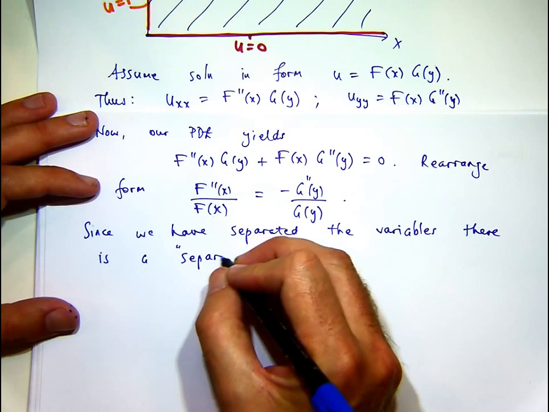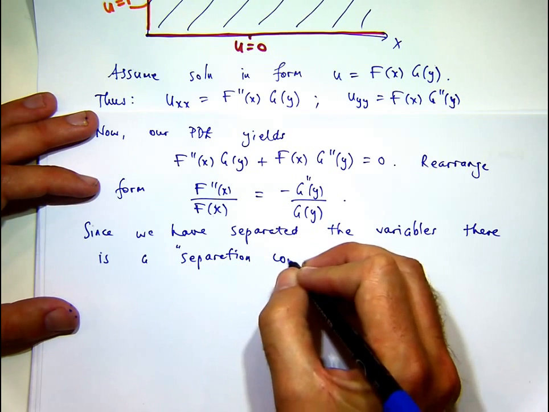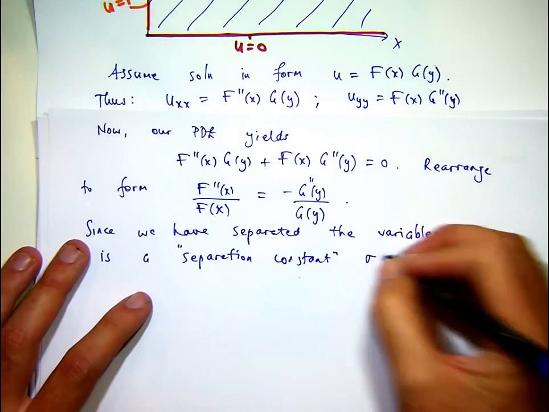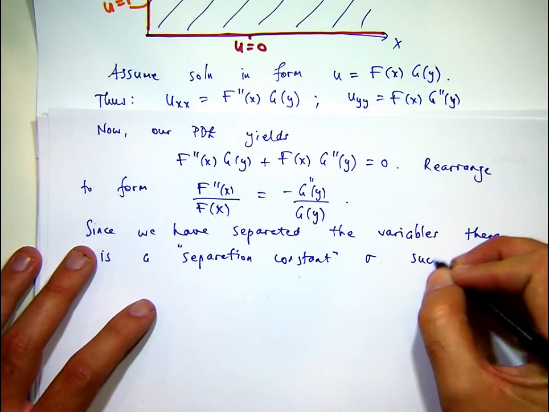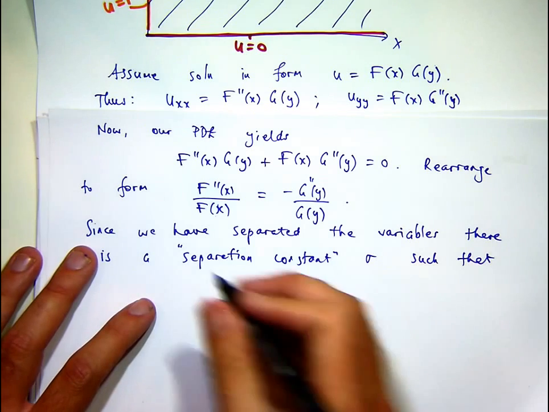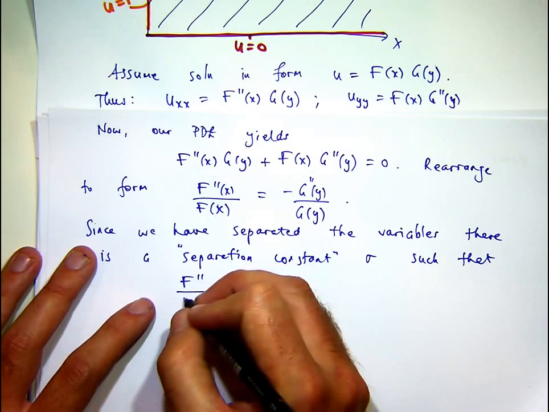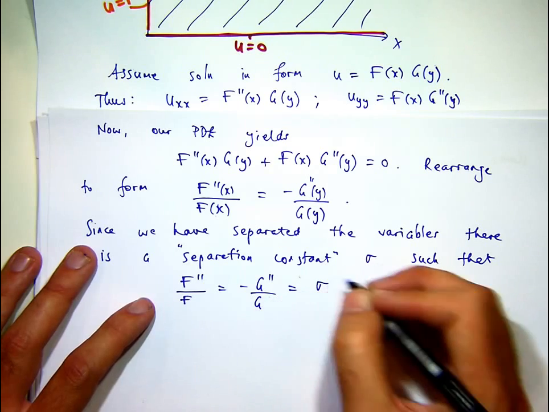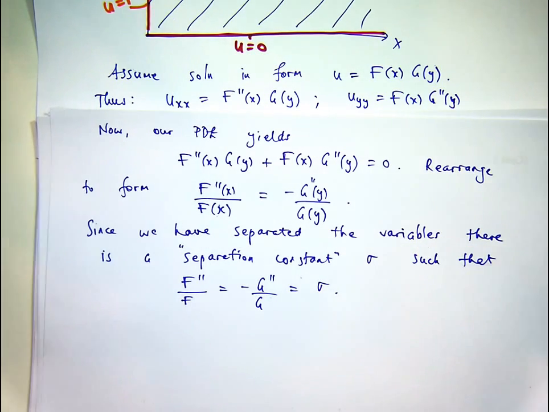So this is called a separation constant. Now I'm just going to call it, say, sigma. Okay, now I've dropped the arguments off the big F, big G, etc., just to save a bit of space now. Okay, so now from this I can form two ODEs.